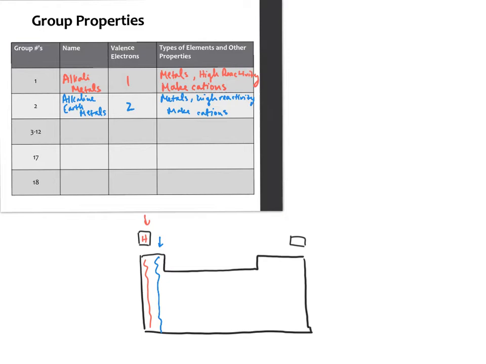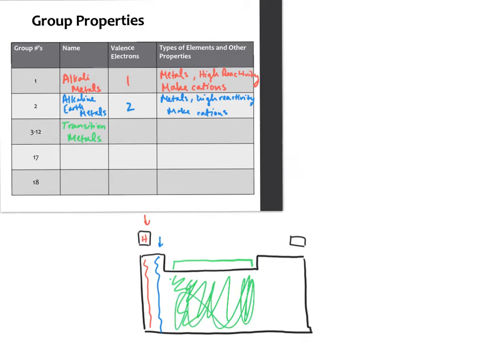Alright, now groups 3 through 12 over here. So this whole chunk right here. Let's color that in a lot. Sorry. These are called the transition metals. Wow, you can't even see that on the box. Transition metals. I hope you can read that. Let me pick a darker color. Alright, so let me finish coloring that in while I'm in the midst of finding a different color.